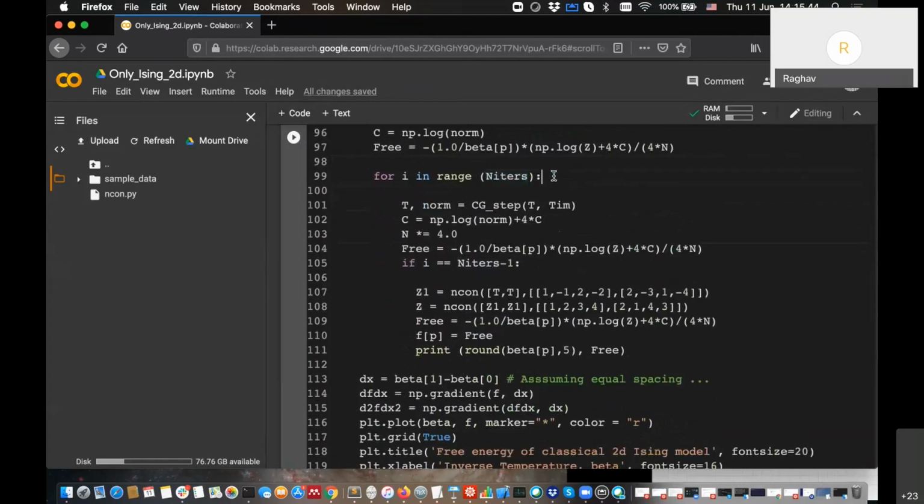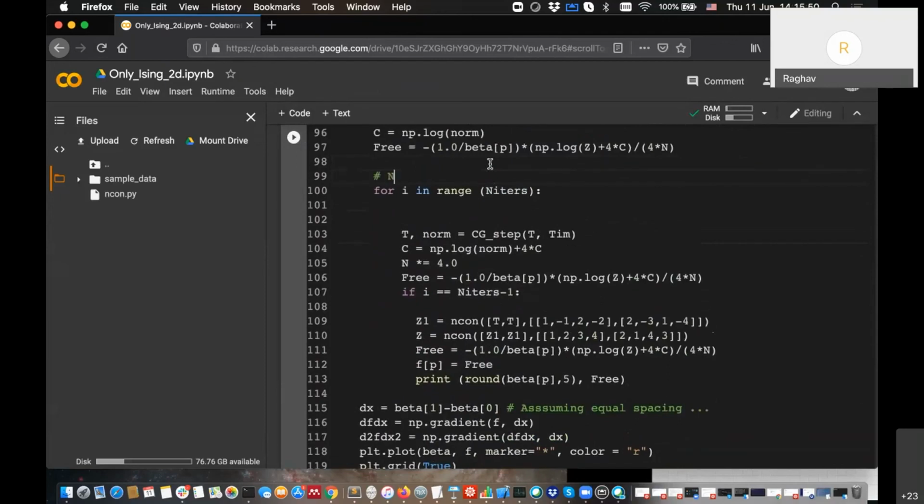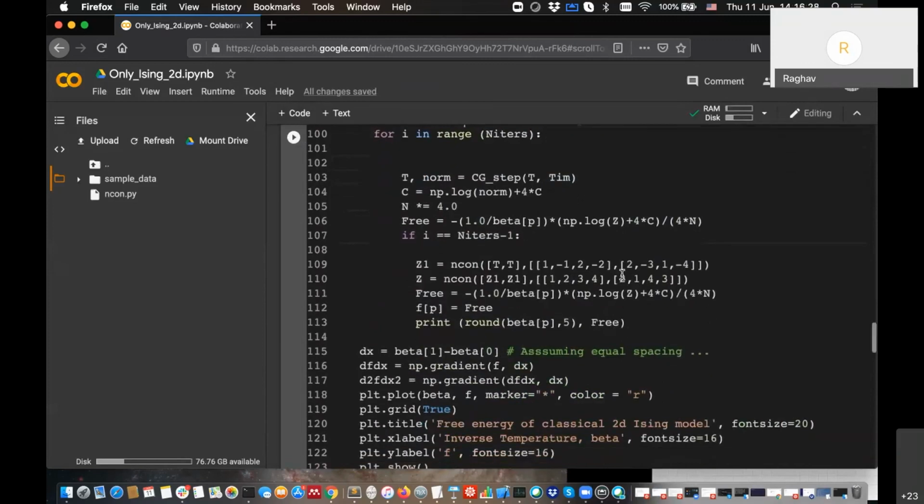So for example, if the iteration is 10, then eventually we have a 2 to the 10 times 2 to the 10 lattice. If you do this 20, you have 2 to the 20. So if you take this to be 30, it's very easily the thermodynamic limit. People also do 2 to the 50. So you will see a lot of tensor network calculations being done on a 2 to the 50 by 2 to the 50 lattice. So it's not very ridiculous. At least in 2 dimensions, you can do that. So this is what we get.